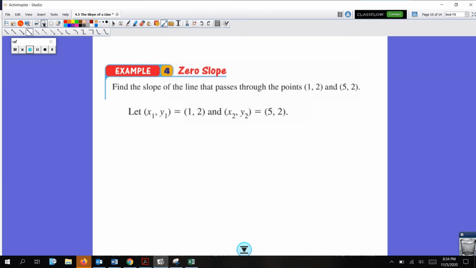Okay, so let's talk about zero slope. That's something that happens too. So here's 2 ordered pairs, 1, 2, and 5, 2. So we're going to let x1, y1 be our 1, 2.